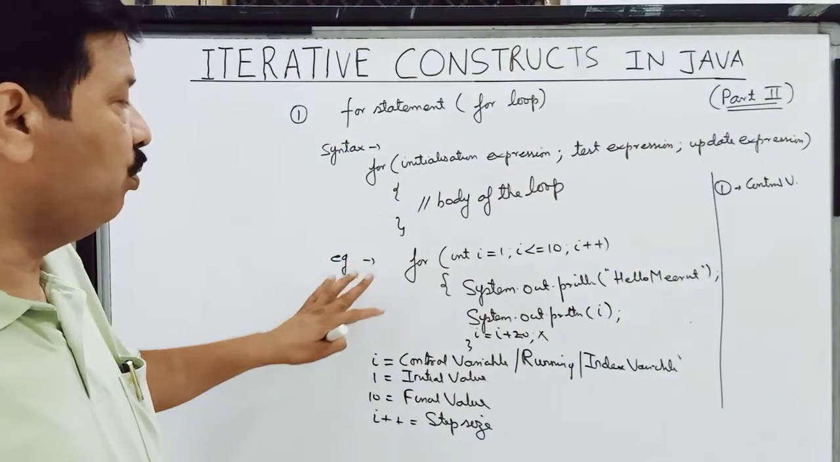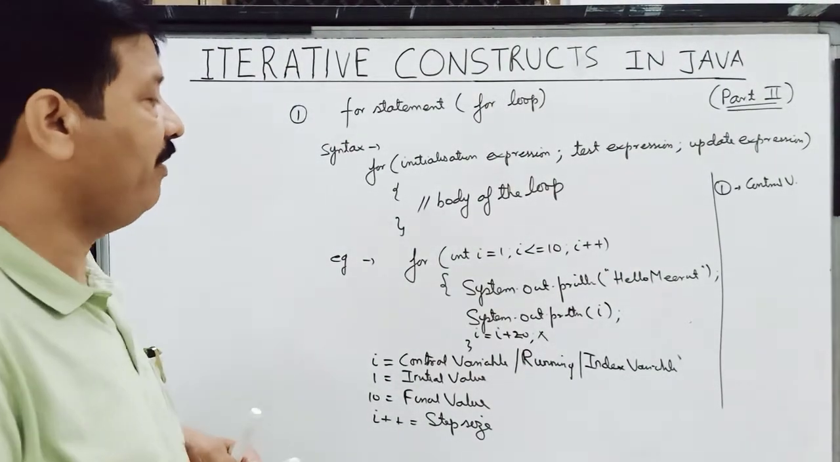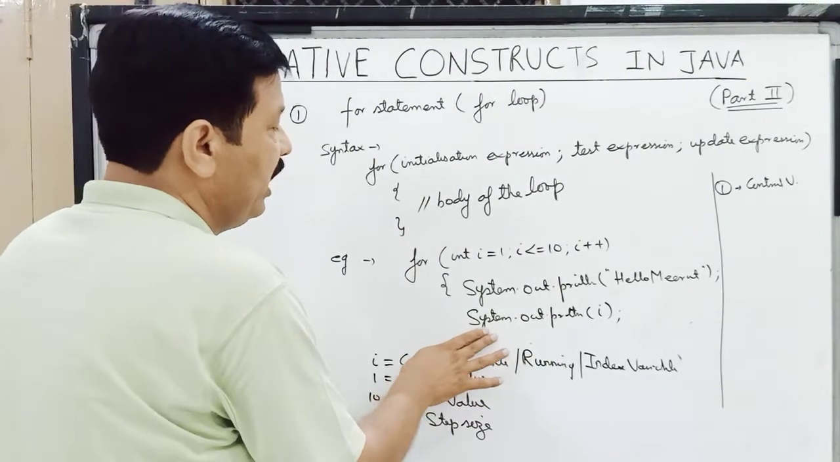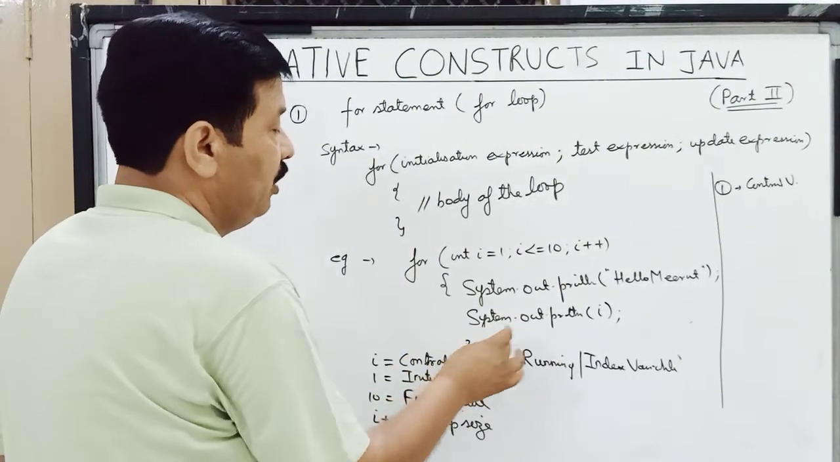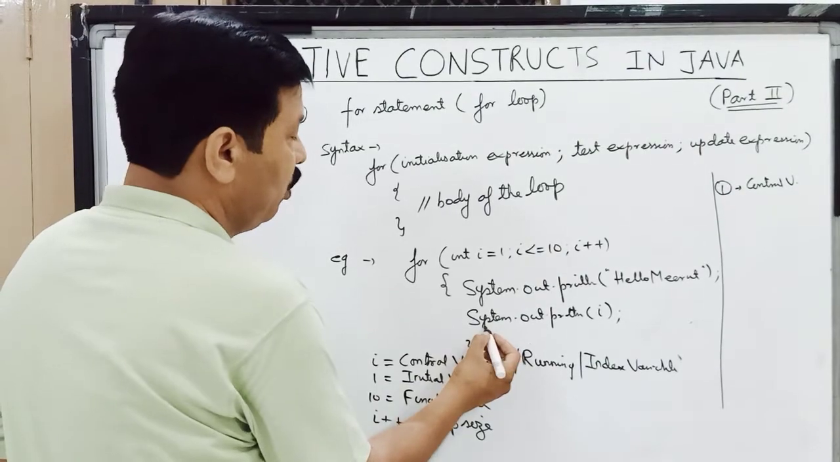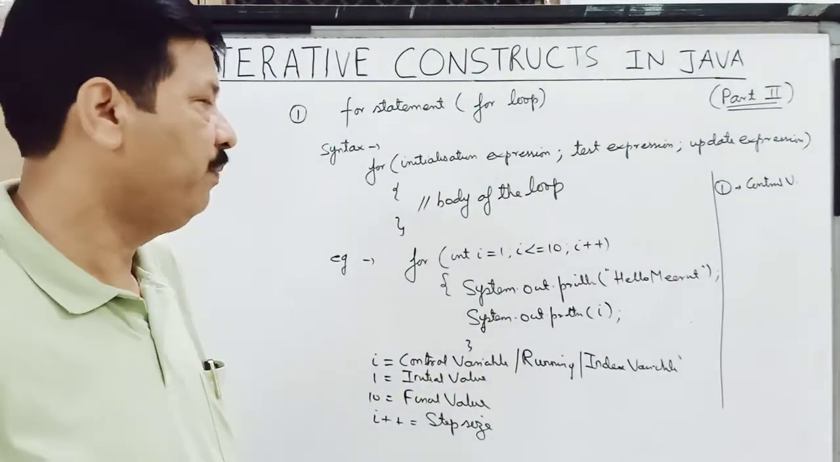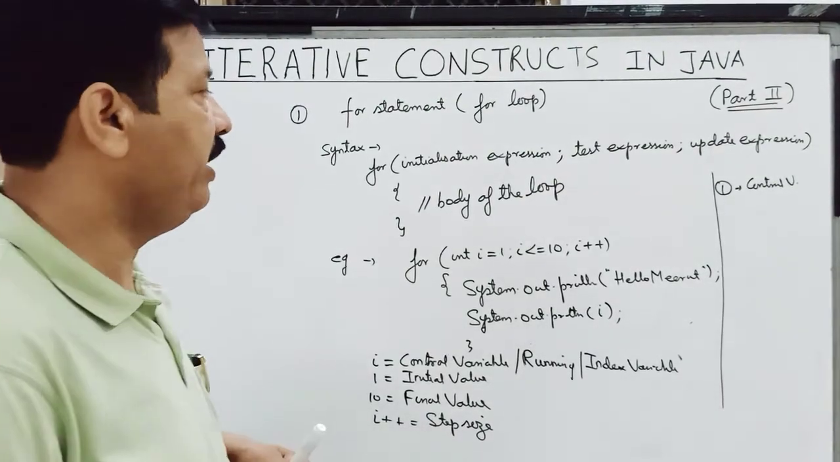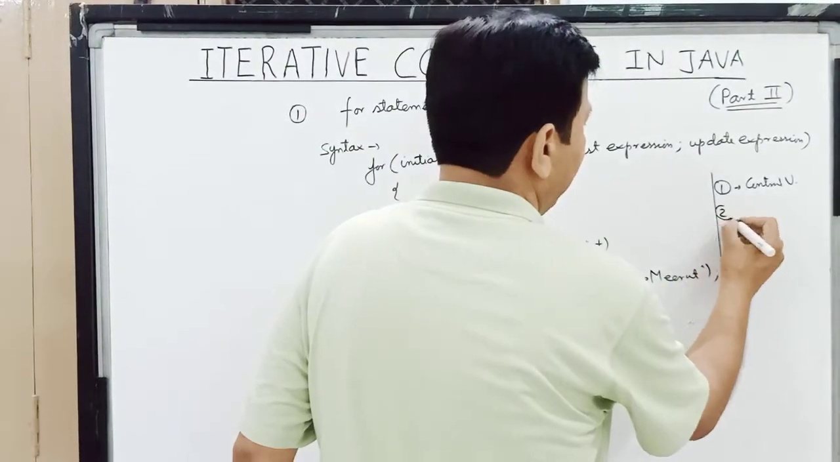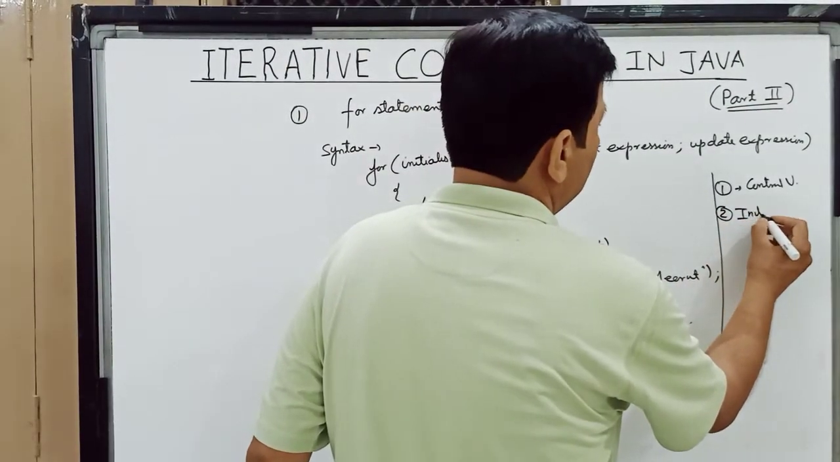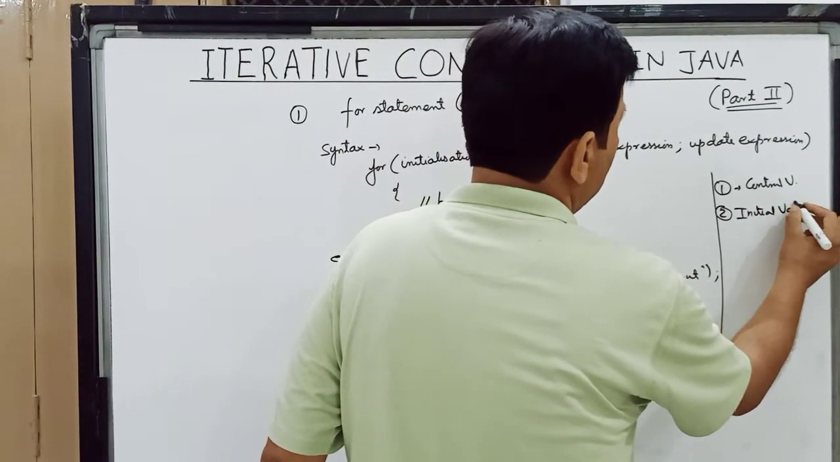Now children, these 2 points are for the control variable. As I have told you, you can use the value of the control variable within the loop, but you should not change its value. Then the next thing, children, is the initial value. The second thing I am talking about is the initial value.